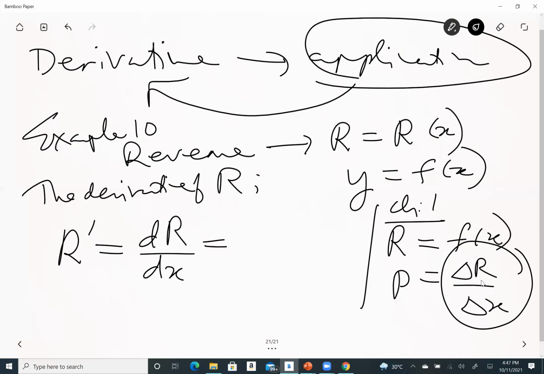You differentiate dr dx. That is what I did, but what is it? Delta R over delta X, chapter 1. What do we call this? The slope of the revenue. What do you call the slope of revenue? M, the slope is M, which is the price. That's the slope. For the revenue, what do you call it? The economic term? Anybody remember?